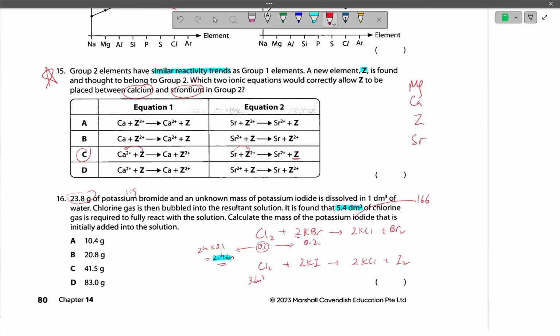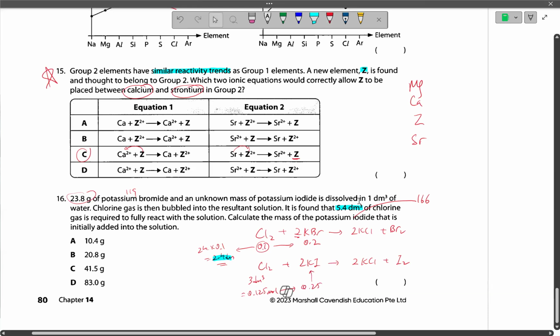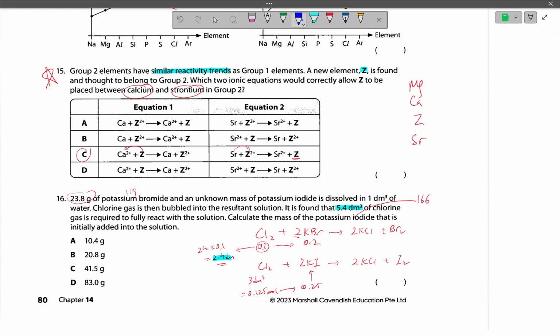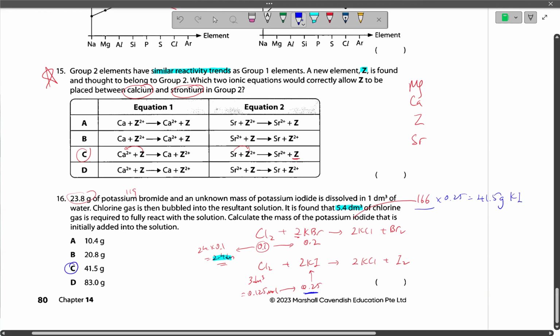Okay, 3 dm cube, let me find the mole. 3 divided by 24 is equal to 0.125 mole. I will react with times 2, so 0.25 mole of this one. So what is 0.25 mole of this? I multiply by 166, and I will end up with 41.5 gram of KI. Answer is C.